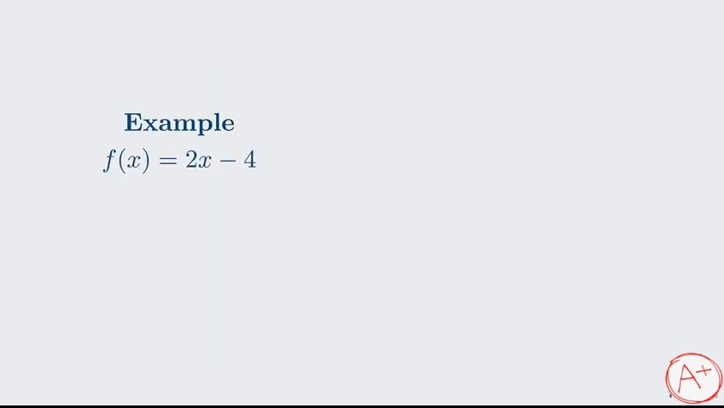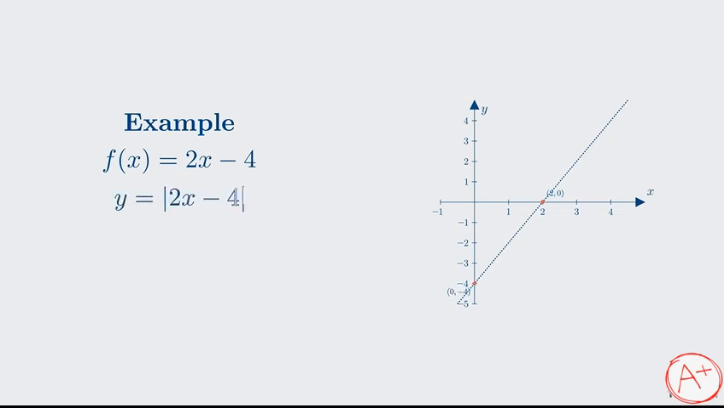Let's look at an example using a linear function. Consider f of x equals 2x minus 4. First, we sketch the original line. It crosses the x-axis at 2 and the y-axis at -4. Now, we apply the modulus to get y equals the modulus of 2x minus 4.